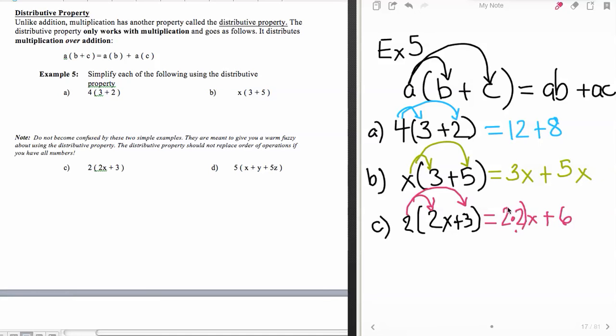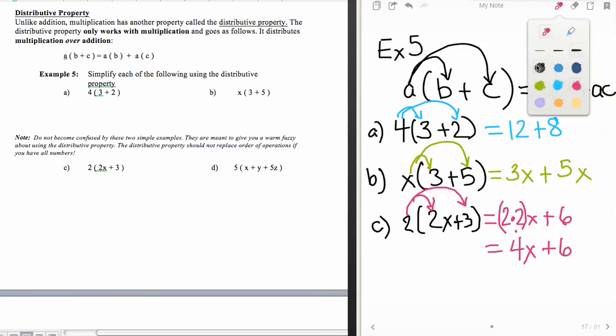And this is where we're going to use the associative property right there to do that multiplication that we know about. So 2 times 2 is 4, and then it's still being multiplied by x, and then plus the 6 there. And that actually is what we call a simplified expression, and that means that we can't do anything more with it. It's as simple as it gets.